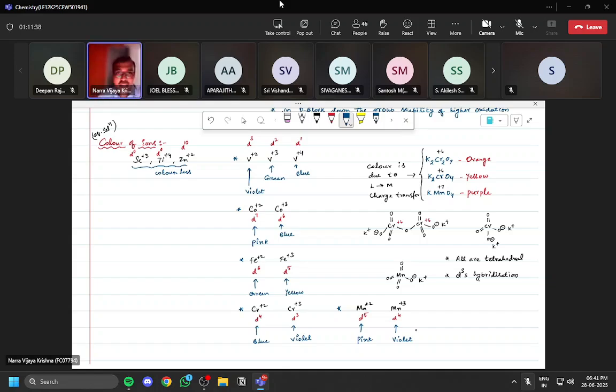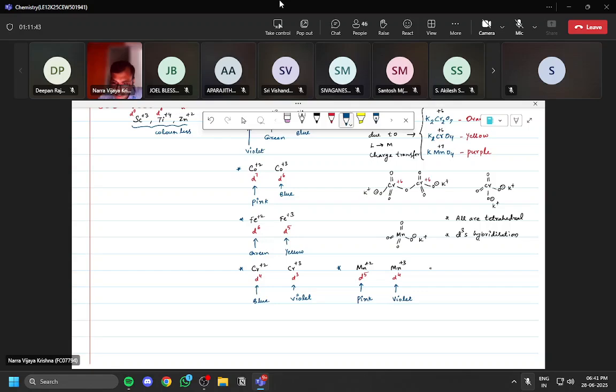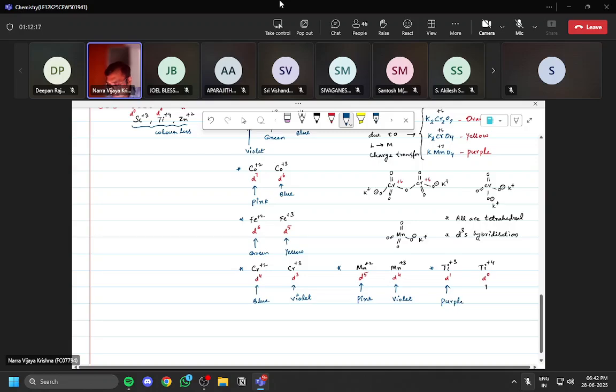Is there any other element showing different oxidation states? Titanium plus 3. Plus 2 also there. Titanium plus 3, plus 4. Scandium, titanium: titanium plus 2 is D2. Plus 3 means D1. Plus 4 means D0. Now color: plus 3, purple; plus 4, colorless.